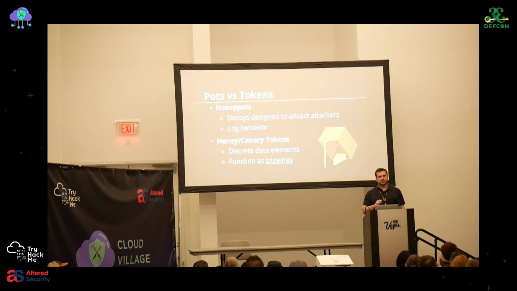Honey tokens and canary tokens, I'll use those terms interchangeably, right? They're different. These are more discrete pieces of data, right? We're talking about API keys, credentials, documents, and these really function a little bit more as tripwires, right? When we see an attacker interact with them, we're ideally going to have an alert that is triggered, which will make us aware of their activity.